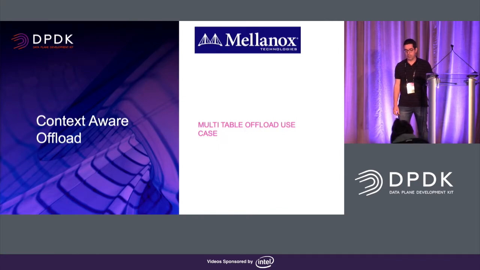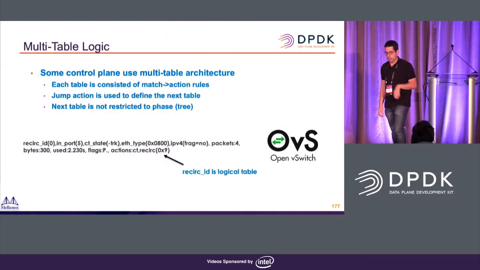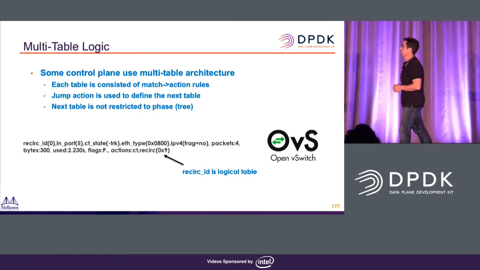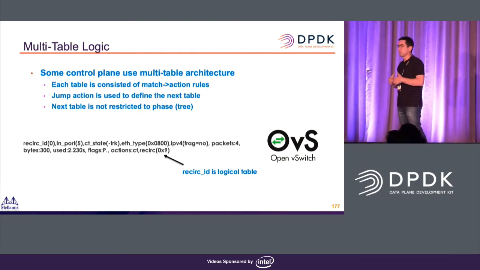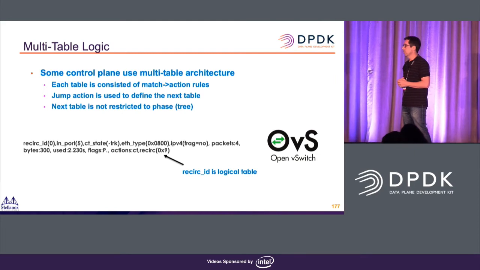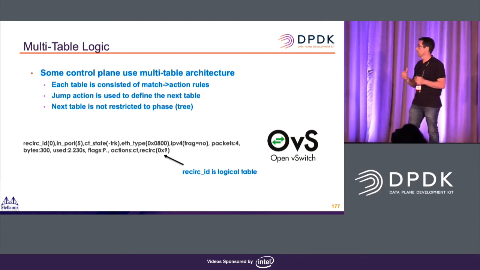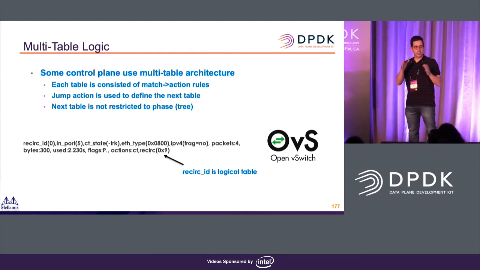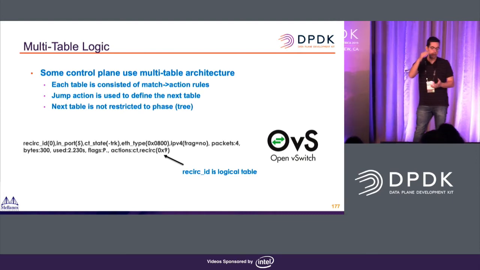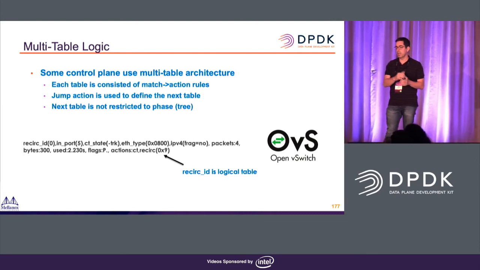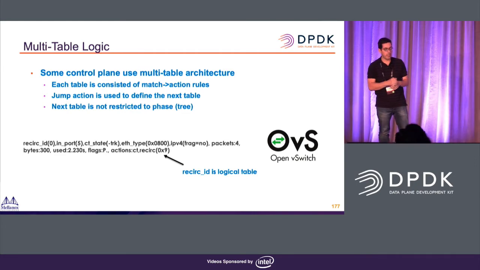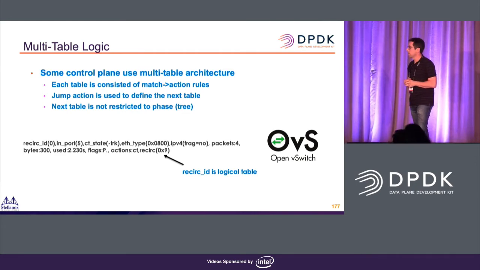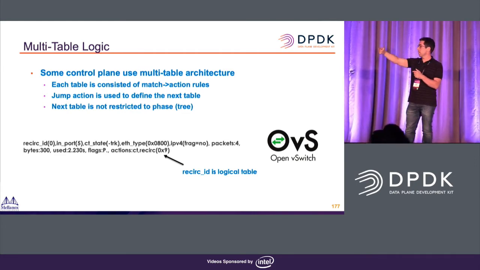Okay, so multi-table. The controller that configures the data plane can have a single flow or a multi-flow. In a multi-flow, we have several tables, one after another. In each table, we have match actions with priority, like I described, and actions. The only difference is that you can have an action jump to the next table.